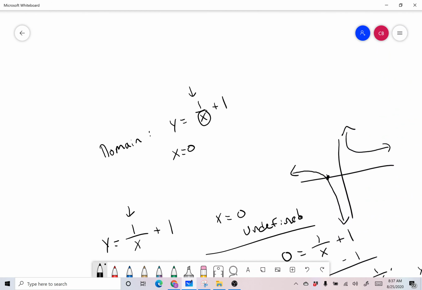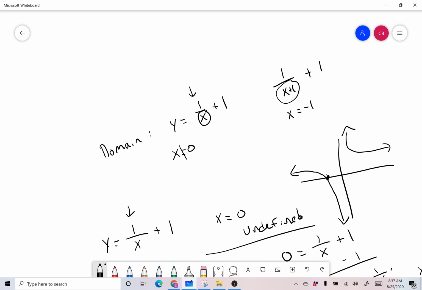For instance, you could have maybe 1 over x plus 1, and if you have that one, can you still divide by 0? The answer is still yes. But now it's when x is equal to -1 instead. Okay, so you have to be very careful. So x is equal to 0 is where this is equal to 0, so x cannot be equal to 0.